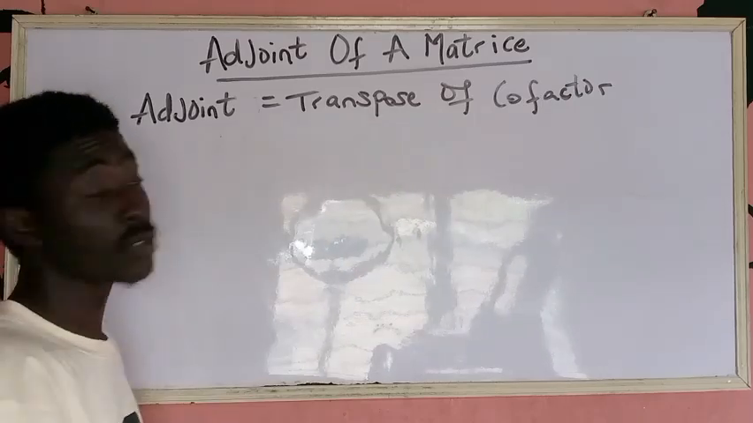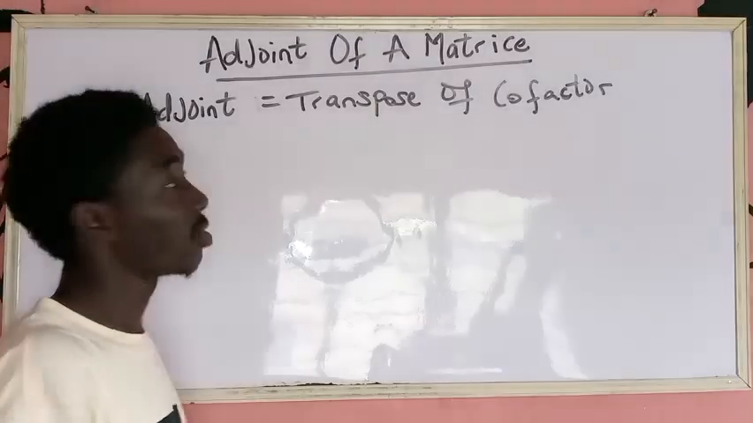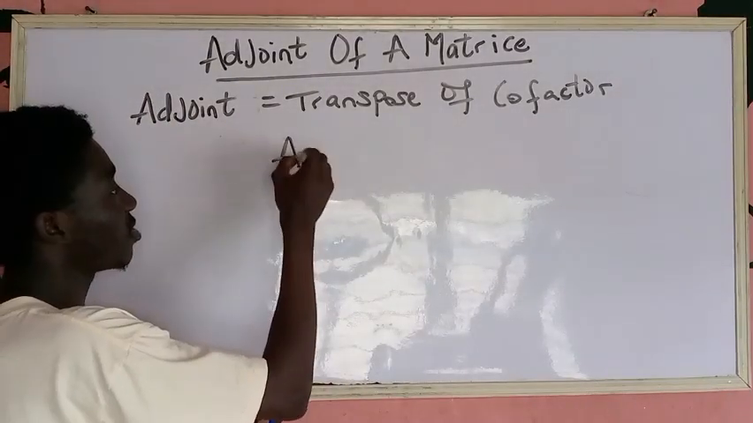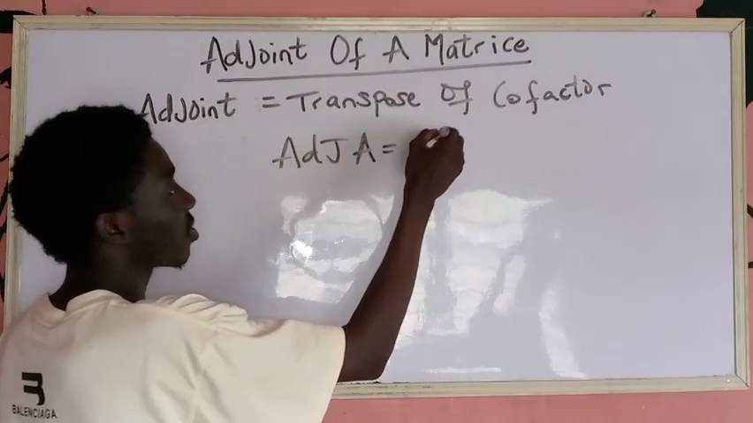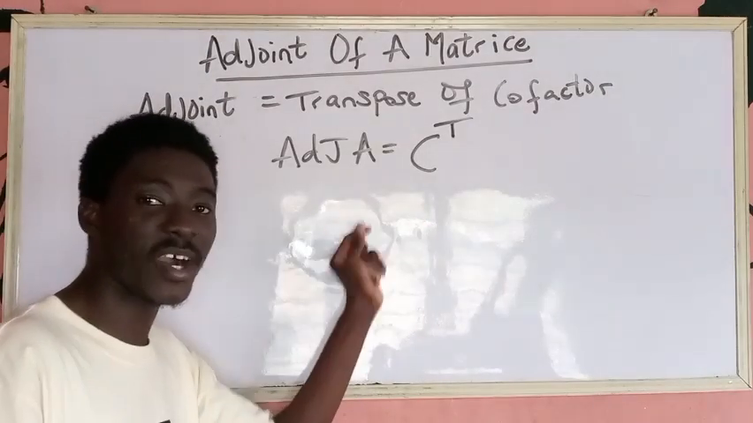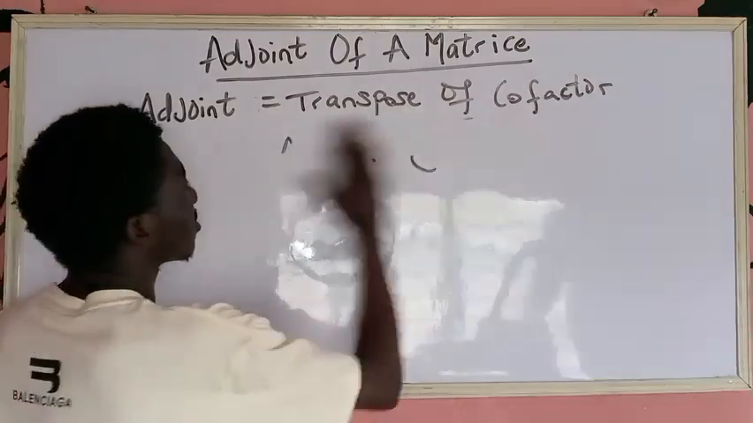So before I continue, the adjoint of a matrix is defined as a transpose of a cofactor. When you take the transpose of a cofactor, you have an adjoint. So the adjoint of a matrix A is equal to the cofactor transpose. The transpose of the cofactor is the adjoint of the matrix. Now in that case, let's check out an example.